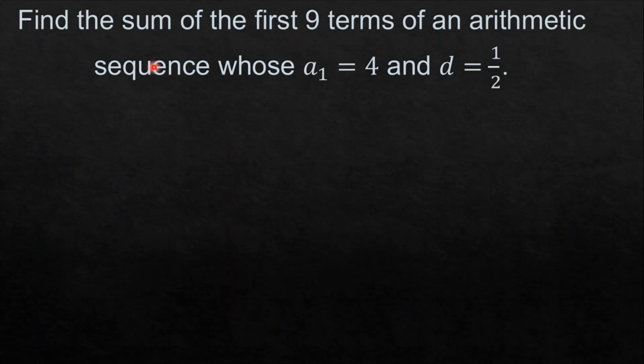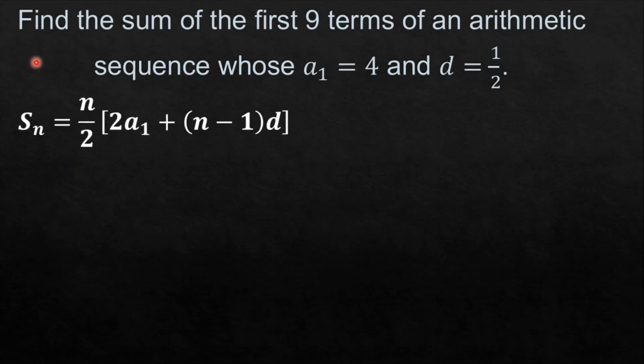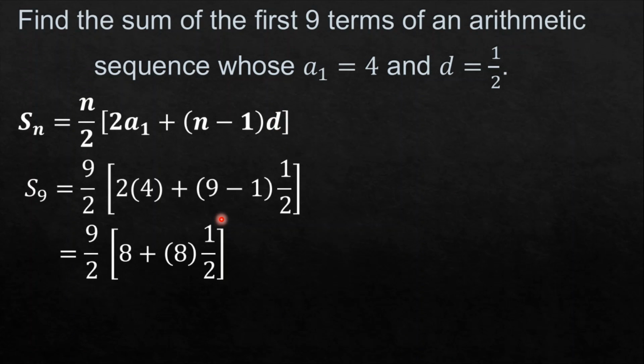Find the sum of the first 9 terms of an arithmetic sequence whose first term is 4 and the common difference is 1/2. So, of the two formulas, ang gagamitin natin ay ang second formula kasi hindi naka-indicate yung last term. So, we have here n. Ang n natin ay 9 kasi first 9 terms. A sub 1 is already given and the common difference is already given. Then, substitute natin ang values na to sa ating formula.